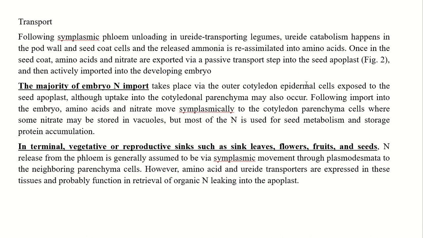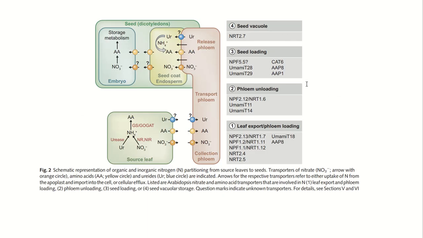Now the transport of that. The majority of the nitrogen import takes place by the outer cotyledons, and one is symplasmically to the cotyledons in the parenchyma cells, another to terminal vegetative or reproductive sinks such as sink leaves, flowers, fruits and seeds, where nitrogen is released from the phloem tissues. That is also via symplastic movement in the parenchyma cells.